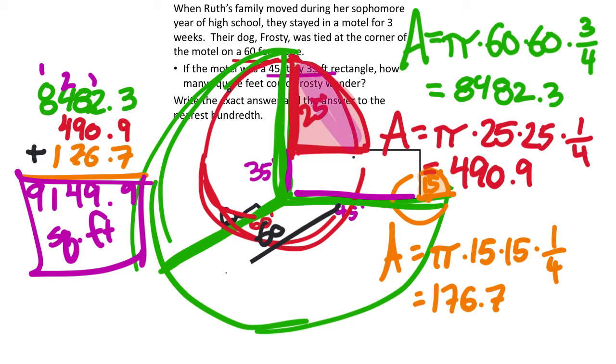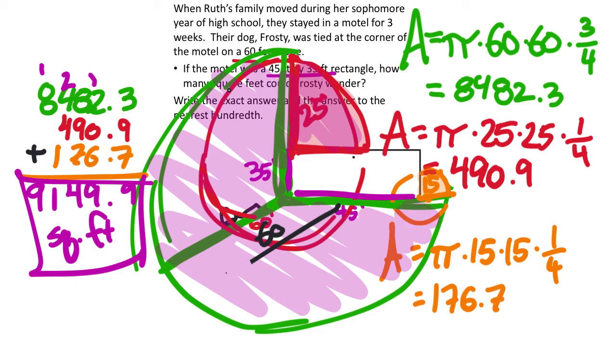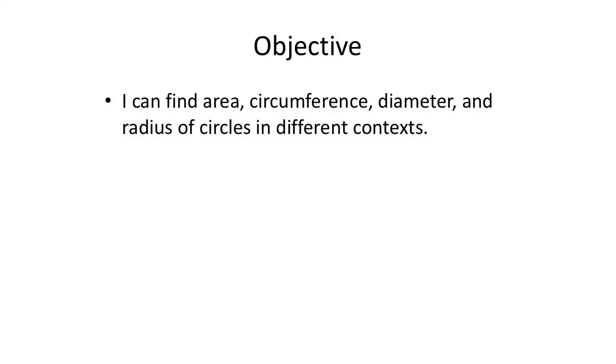In fact, I'll shade it because it's going to look pretty. That was almost completely within the lines. But we've seen my drawings suck, and I don't feel bad about that. I forgot this little part right there. Something about happy trees or something. So there we go. There's the objective for this part of the lesson. I can find area, circumference, diameter, and radius of circles in different contexts.